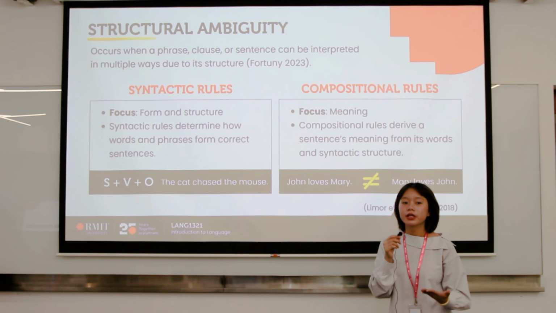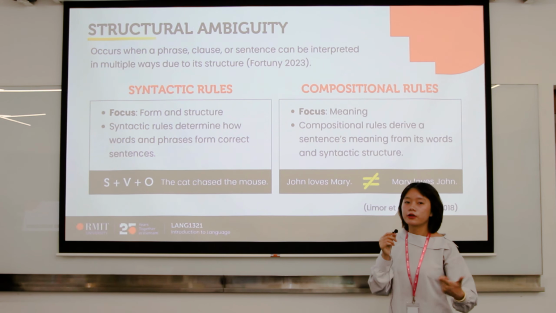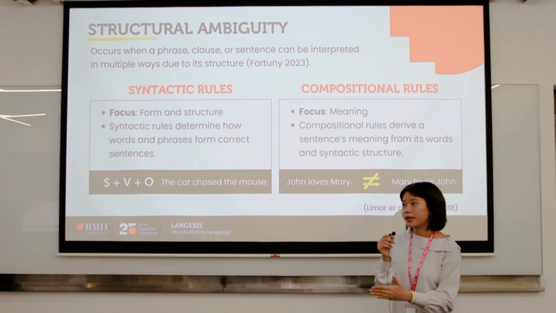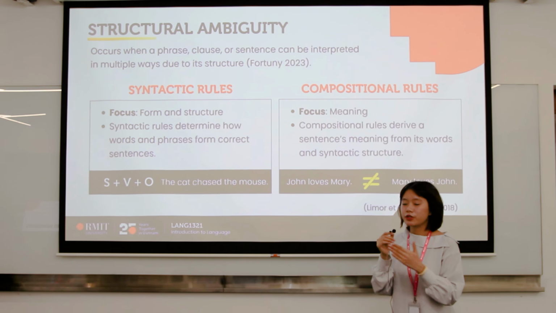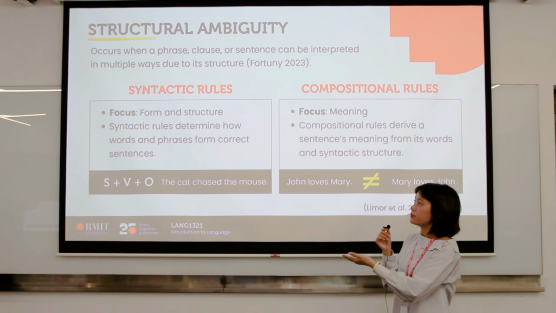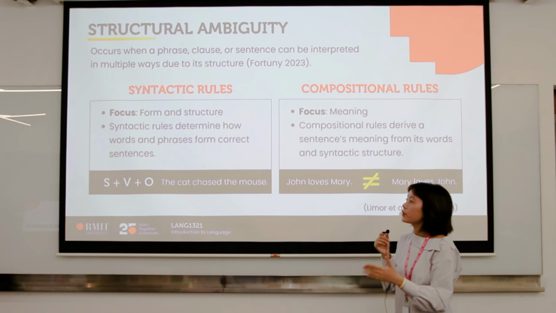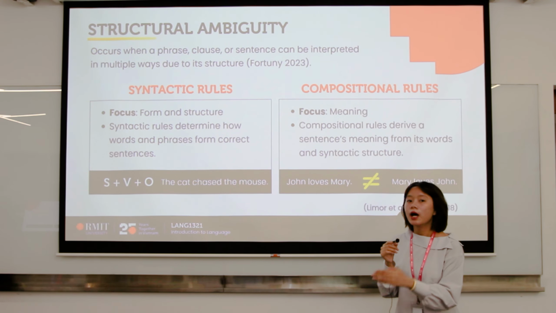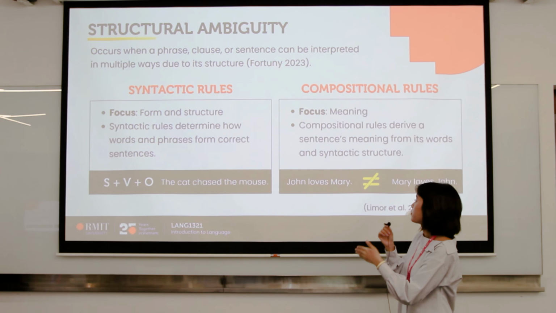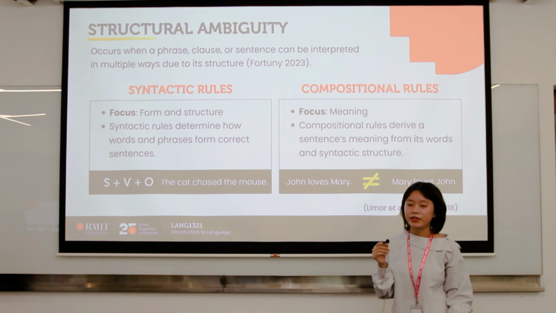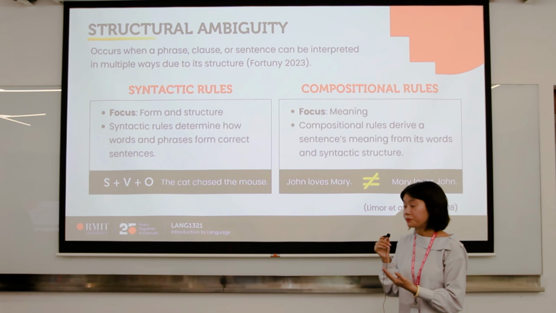Moving on to structural ambiguity. Structural ambiguity occurs when a phrase, clause, or sentence can be interpreted in multiple ways due to its structure. Here, this is the difference between syntactic rules and compositional rules. Syntactic rules focus more on form and structure, but compositional rules focus more on meaning. Here, I have an example sentence for you.